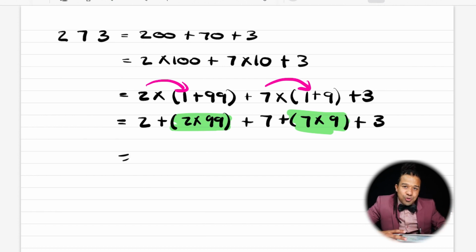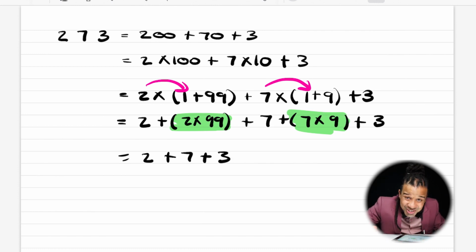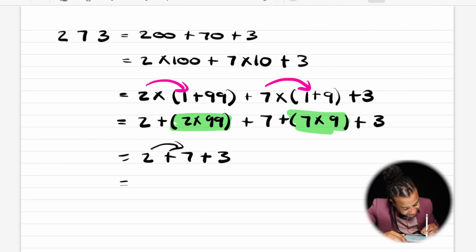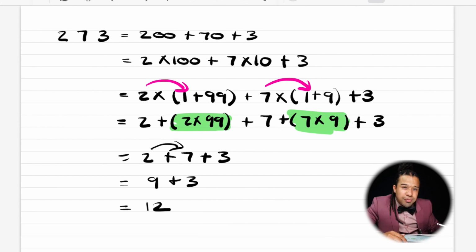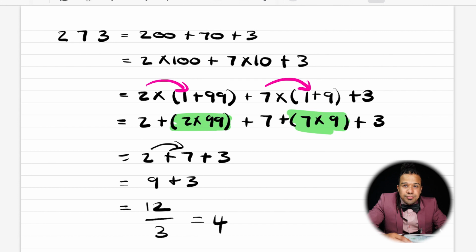Now we are literally left with 2 plus 7 plus 3. That is the sum of the digits of the number. But now it makes sense why we got there. And if we add these 3 numbers and the answer is divisible by 3, then our entire number is divisible by 3. So let's check. 2 plus 7 gives me 9. And 9 plus 3 gives me 12. Now is 12 divisible by 3? Yes. 12 divided by 3 gives us 4. And there we have it.